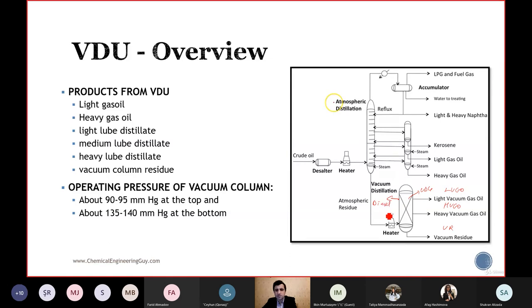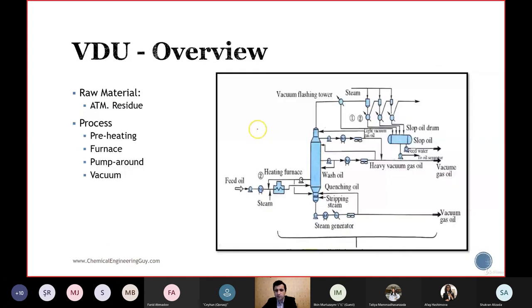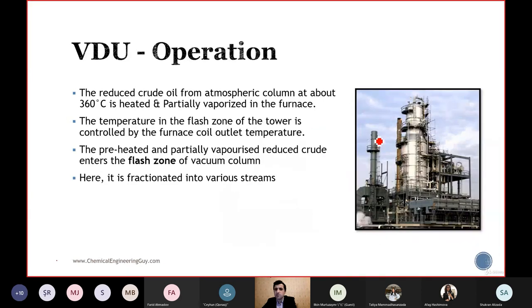This shows a steam vacuum generation package. We have the ejectors at the top of the column. You can see these are the steam ejector package tubing, which helps to create the vacuum. You can see the ejectors here.